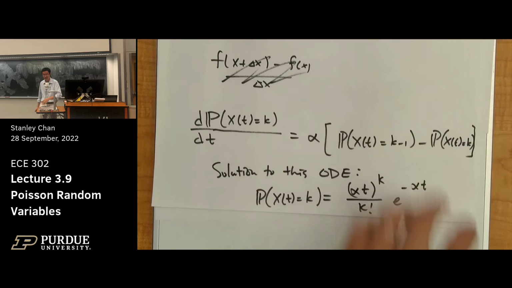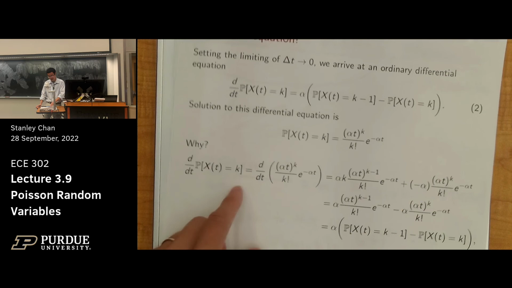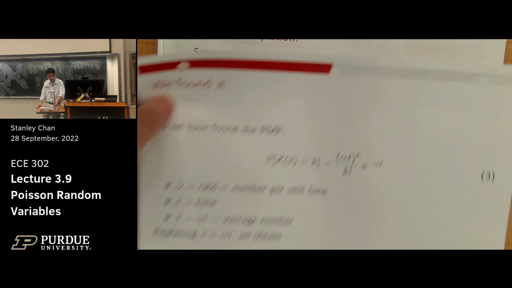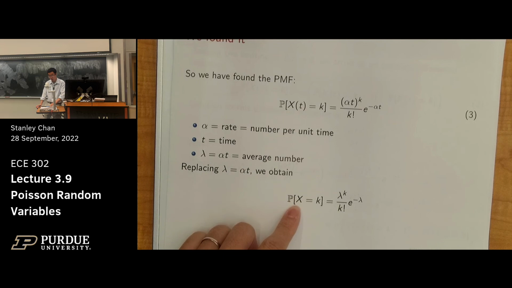So we can just put it in, and now I'm skipping putting in. So put it in, then you show that the left-hand side equals the right-hand side. And of course, I've done it on the slide. Plug it in, show that it's equal, okay? So life is good. We found that the PMF is given by this equation. And so all we need to do is just define lambda equals alpha t, then you can show that x equals k, which is a PMF, is given by this beautiful Poisson equation.